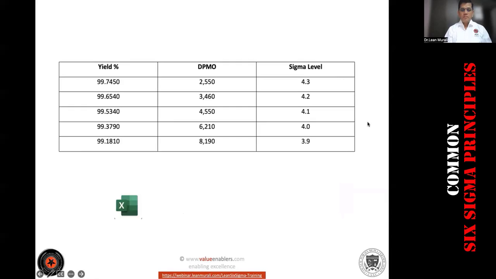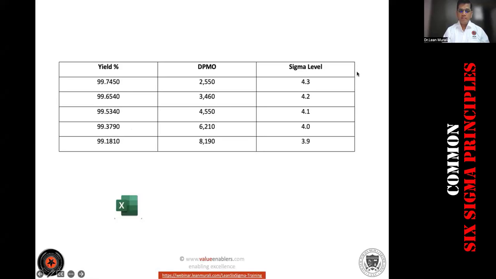Now, the yield percentage is calculated from a table which is already populated. So don't worry about how to find DPMO. All you have to find out is yield, and from the yield you can find out what is the sigma level.